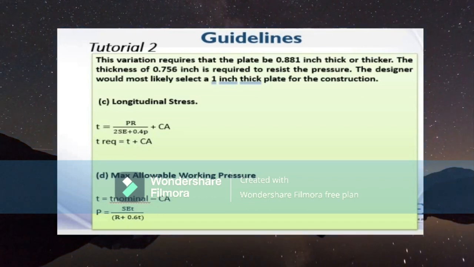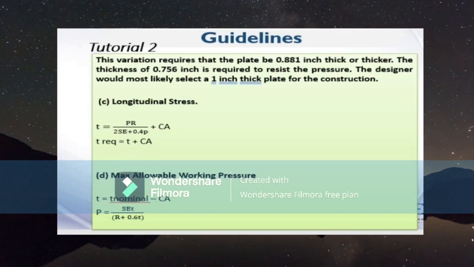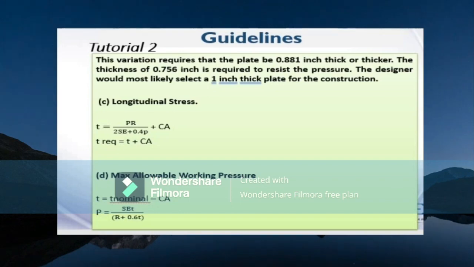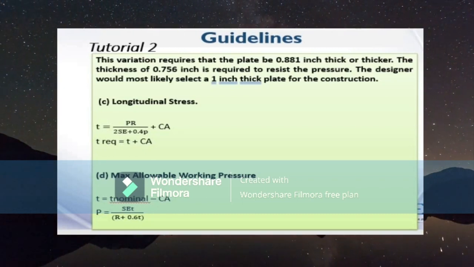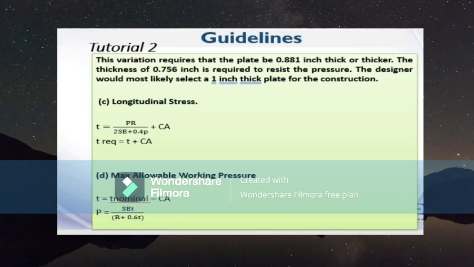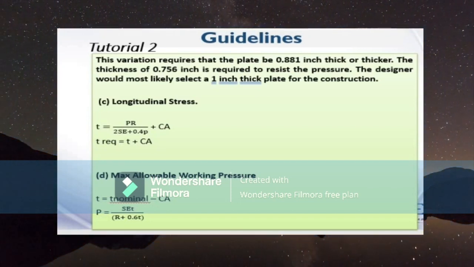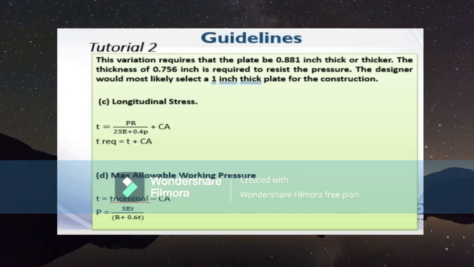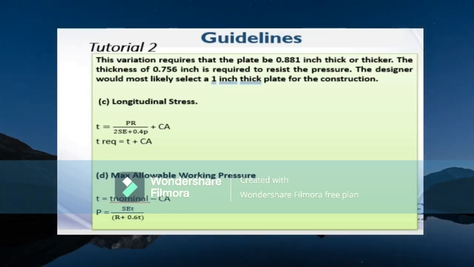C. Longitudinal stress. T equals pressure times radius divided by 2 times stress times efficiency plus 0.4 times P. Where P equals design pressure, UG-21. R equals inside radius. S equals maximum allowable stress from Section 2, Part D for SA-516 grade 70 at 800 degrees F. E equals joint efficiency for a Type 1, fully radiographed longitudinal joint in a shell, from Table UW-12. D. Maximum allowable working pressure.